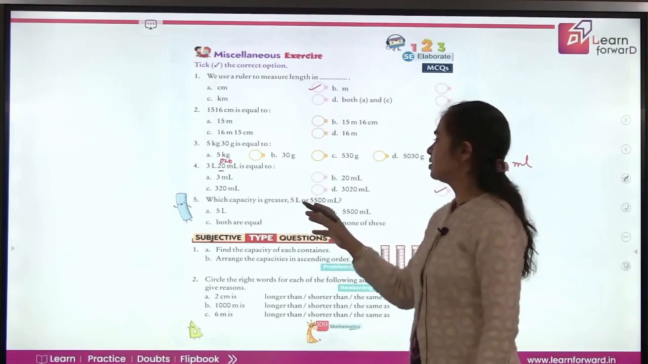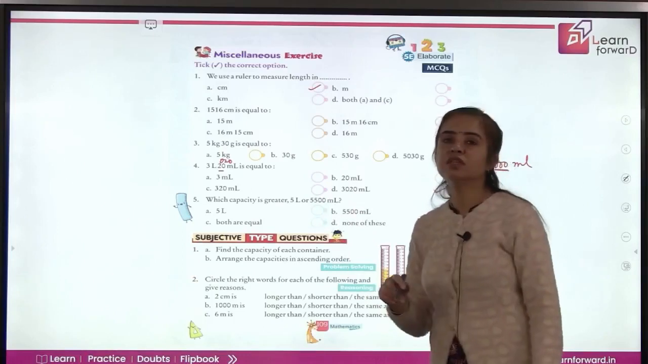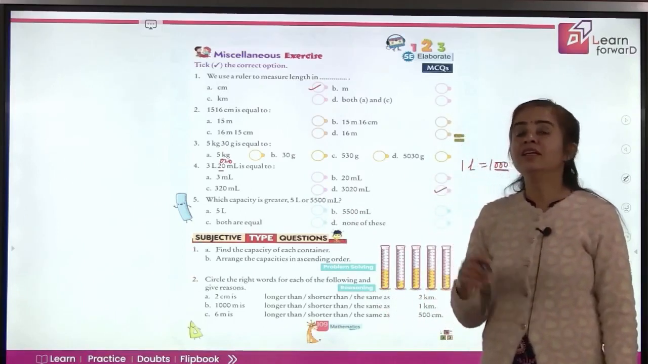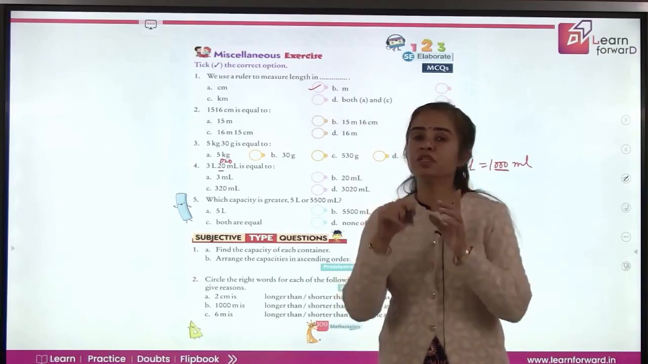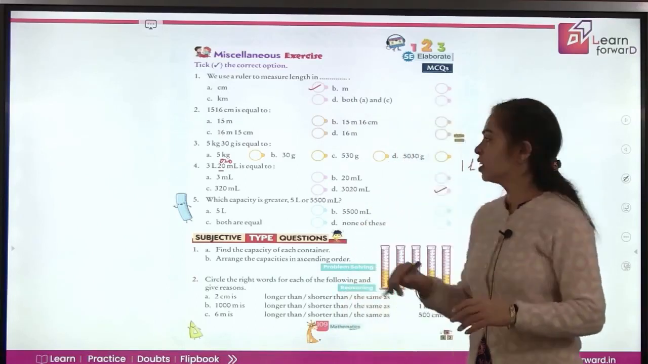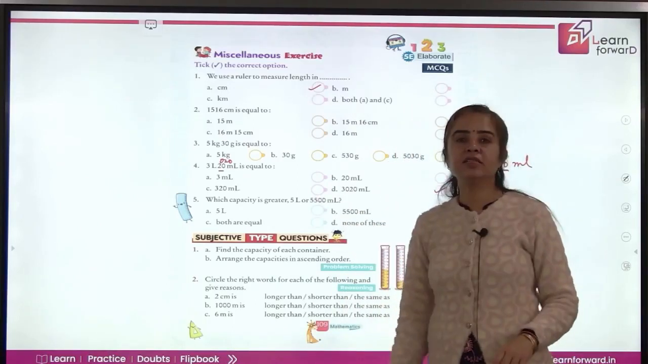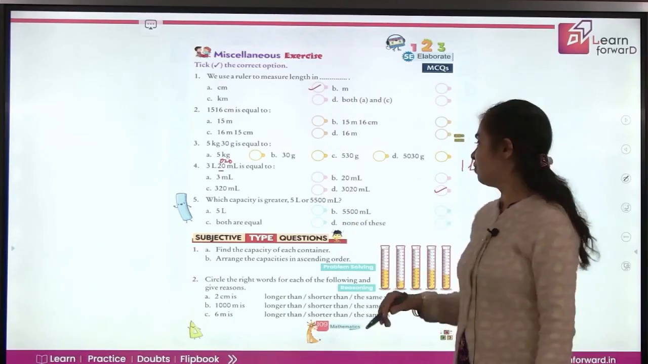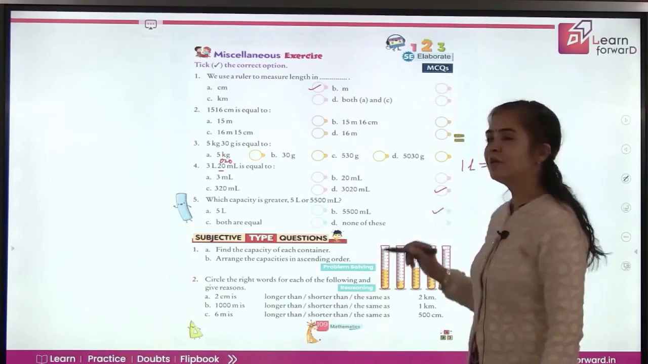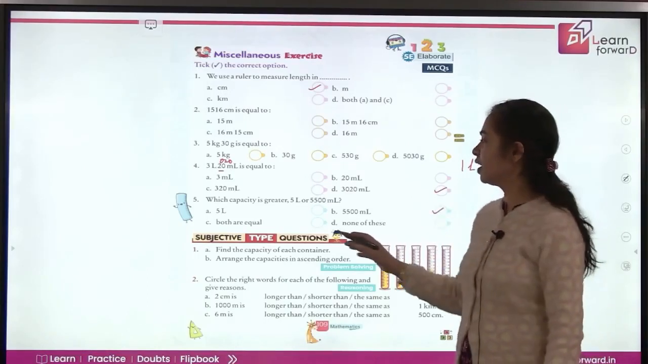Which capacity is greater, 5 liters or 5500 milliliters? See, the comparison of 2 different units is not possible. So first make them same. Let's convert 5 liters into milliliters. It's 5000 milliliters. Now tell me which one is bigger? 5500 milliliters is bigger. Now you have some subjective type questions.